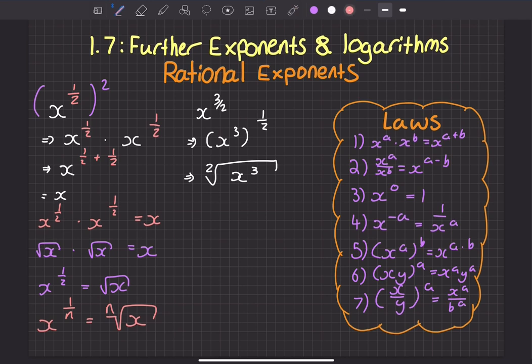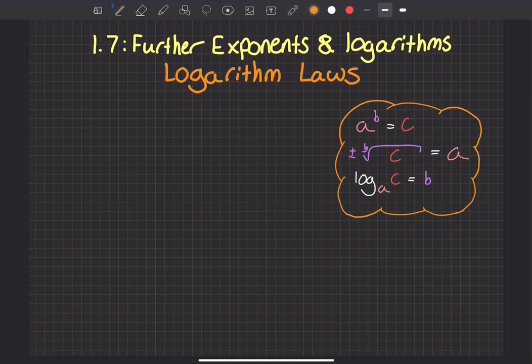To write it in more general terms, we have x to the power of m over n written as the nth root of x to the power of m. And with these exponents, all of these laws apply to rational exponents. Rational exponents at the end of the day are just another way of writing roots.